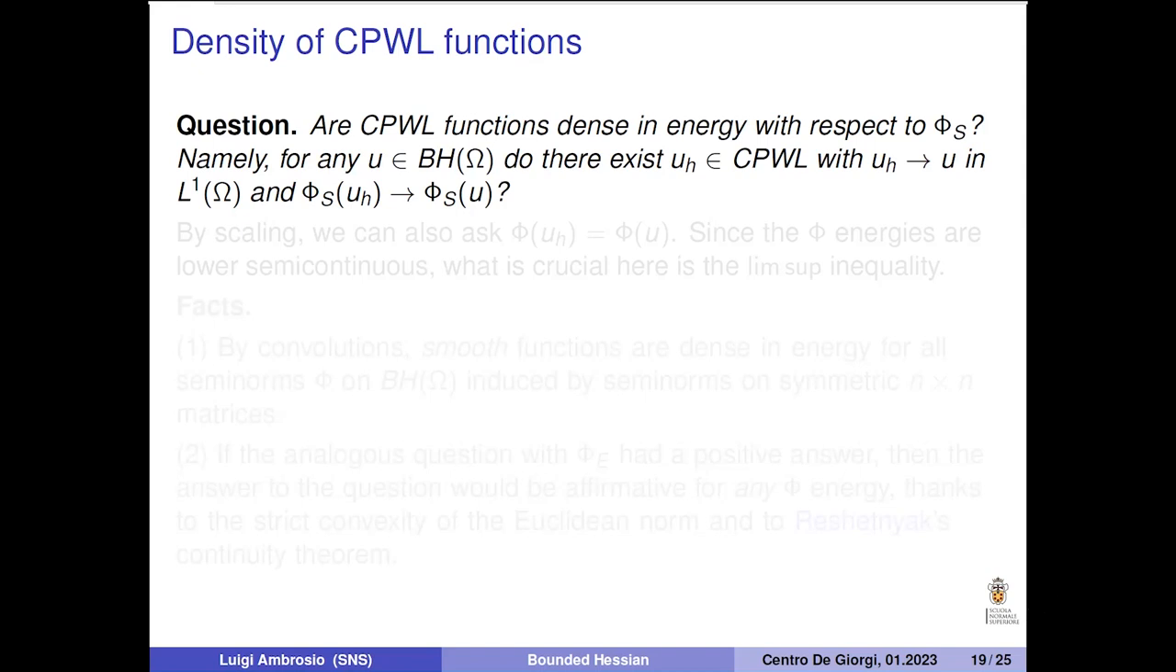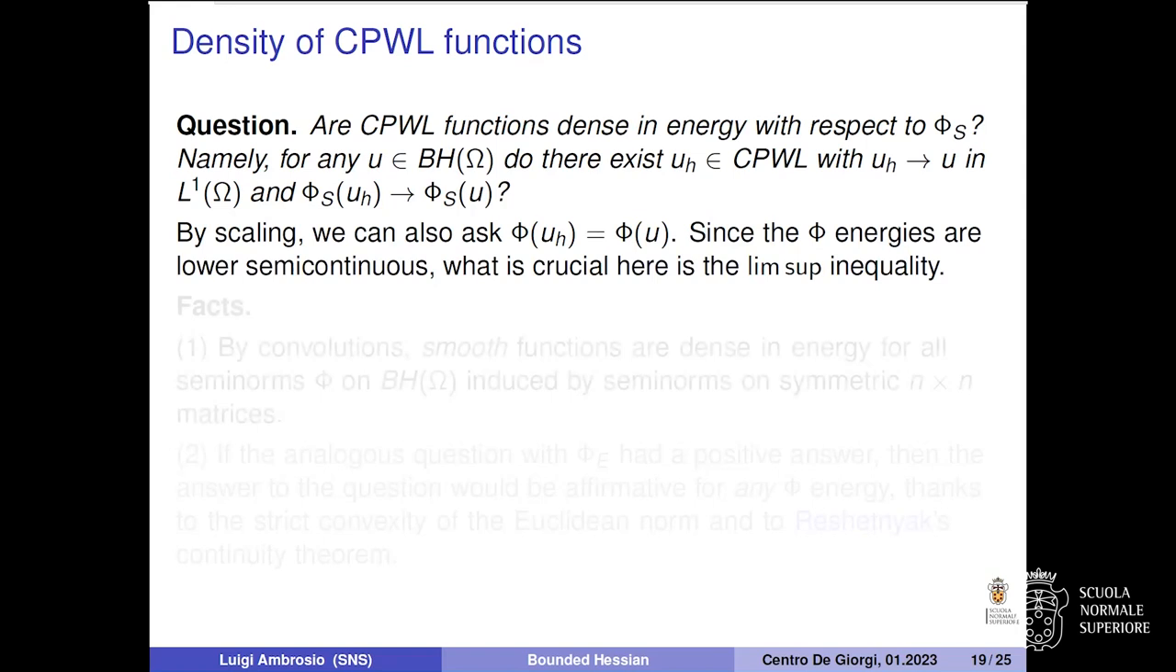And so, for instance, if you have a function on the sphere, we would like to have the approximating functions be on the sphere as well. And so we want, let's say, the approximating functions to converge in L1, but with the convergence of the energies. It is not φ_h minus u going to zero. This is not possible in general. But we just ask of φ_h that the energies converge to the energy.